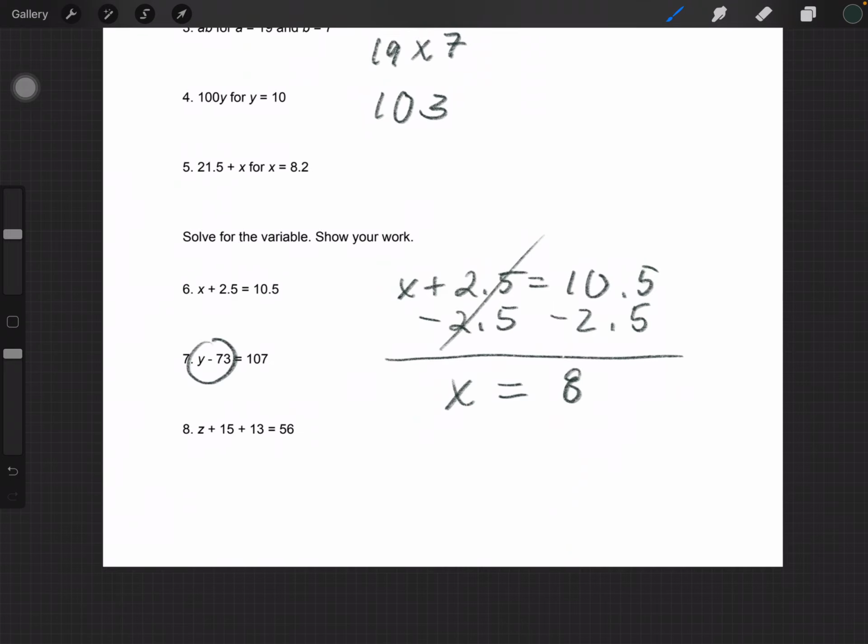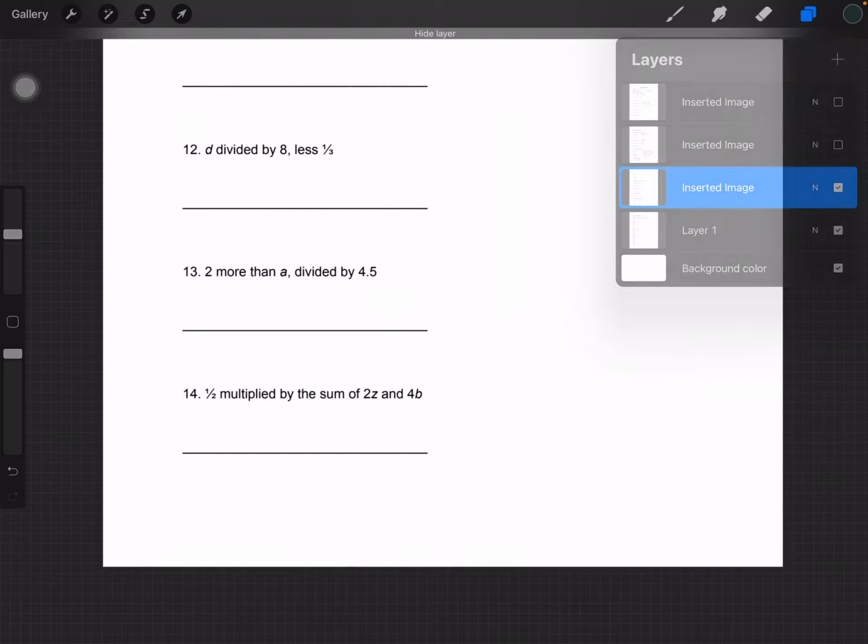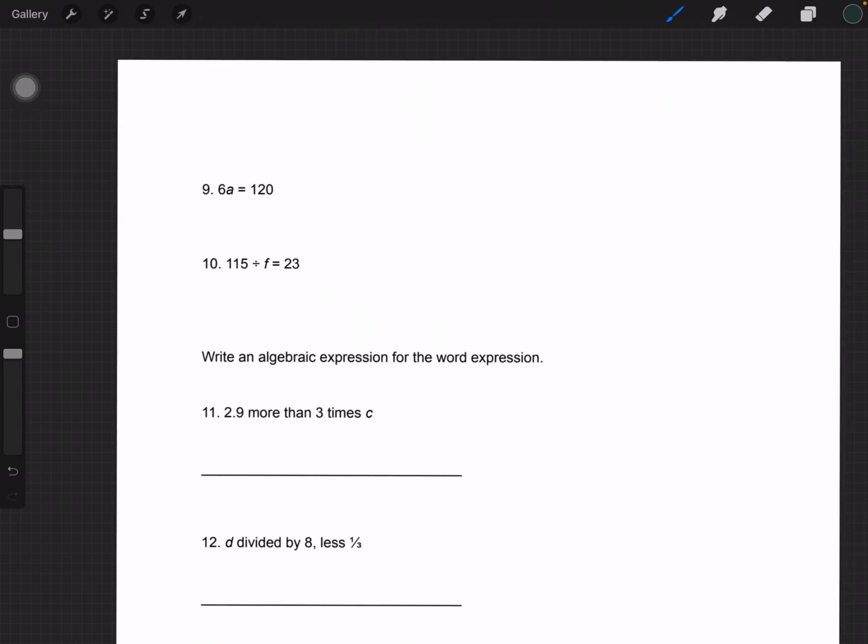In this case, you would add 73 on both sides. In this case, you would combine these to equal 28 is equal to 56, and then subtract 28 on both sides. Okay. It continues up over here.